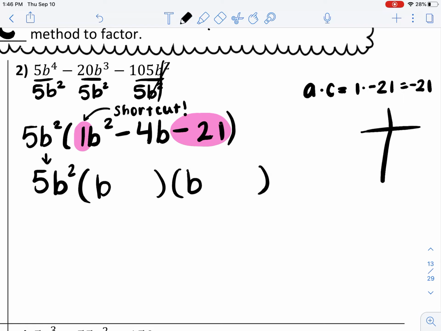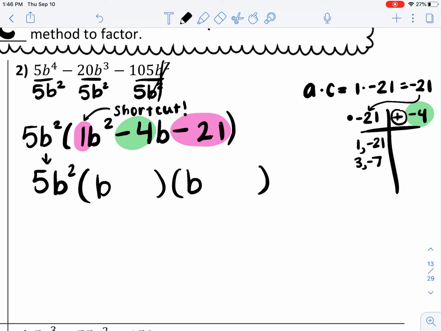So if I go to my T-chart, I need the numbers that multiply to -21. It's whatever you get when you do A times C. And I need to figure out which of them add to -4. That -4 is coming from B. It has to add up to whatever that middle term is. So I'll list my factors of 21. I know it's 1 times -21. 2 doesn't go into 21. It would be 3 and -7.